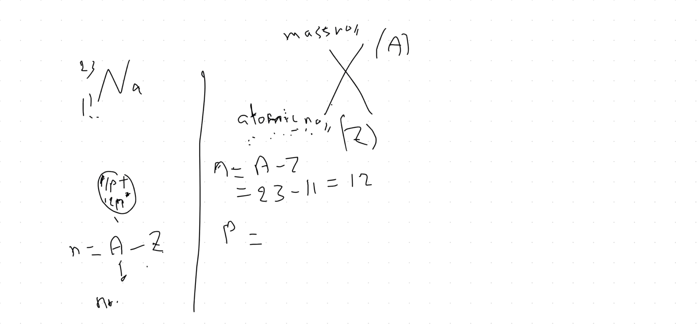Electrons equal protons only in one case, if it is an atom. So it will be equal to 11. Okay, sodium has 1 electron in the last-most shell. Is this right or not?